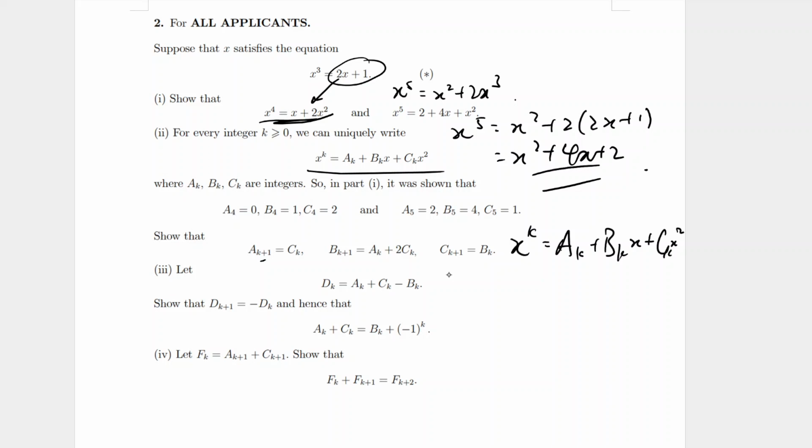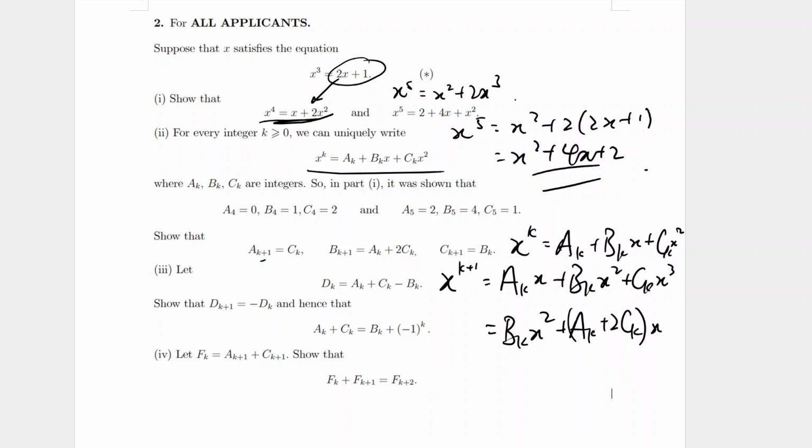So now I can obtain x to the k plus 1 equals a(k) of x plus b(k) of x squared plus c(k) of x cubed. And what could I write x cubed as? 2x plus 1, right? So let me group the terms a bit: b(k) x squared plus a(k) plus 2c(k) of x plus c(k). Is it c(k) itself? Yes. Good. Okay, so now we compare.